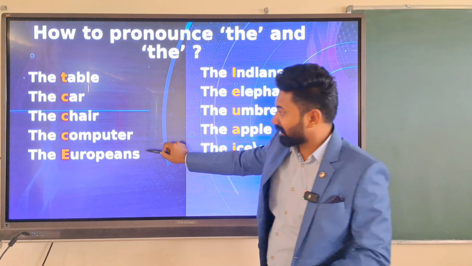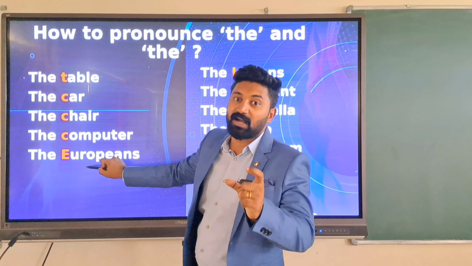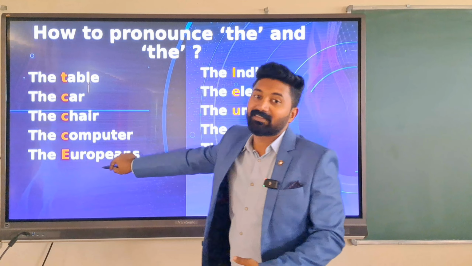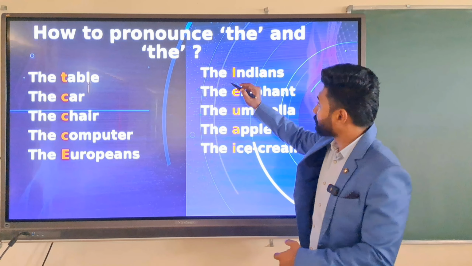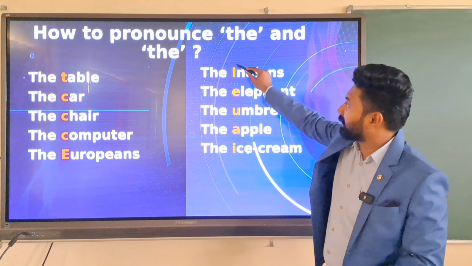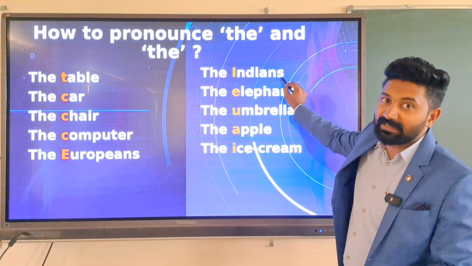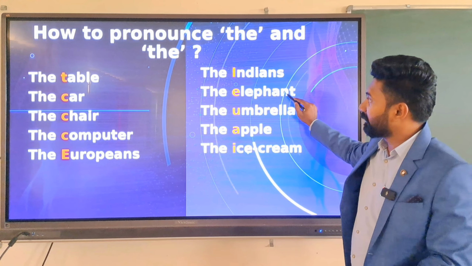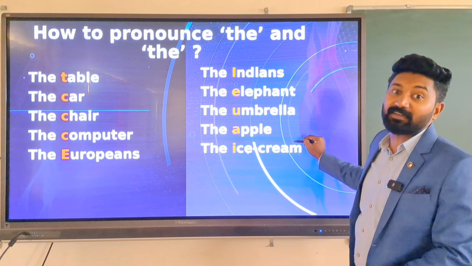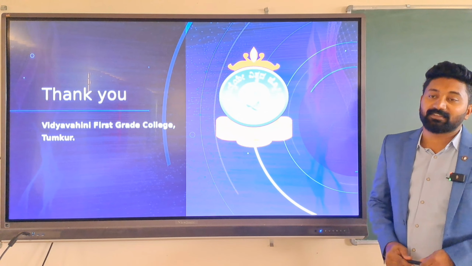See, again this is going to be confusing. The Europeans or thee Europeans. Though the word begins with a vowel letter, it doesn't sound like a vowel. Europeans, this is what we already discussed, right? So this is obviously not thee Europeans, this should be thuh Europeans. But that is not the case with this expression. The Indians, the word Indians begins with a vowel sound, right? That's the reason why we pronounce it as thee Indians, okay? The Europeans, the Indians. The elephant, the umbrella, the apple, the ice cream. The ice cream which you bought yesterday was very delicious. Okay, so this is how the pronunciation of the definite article varies.